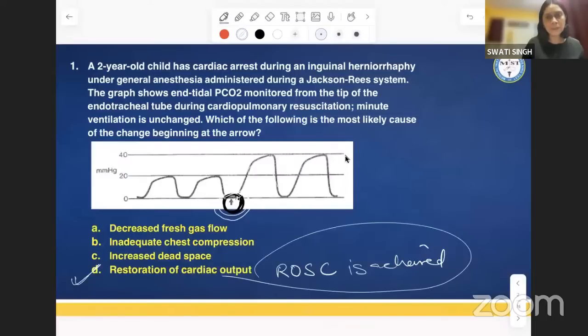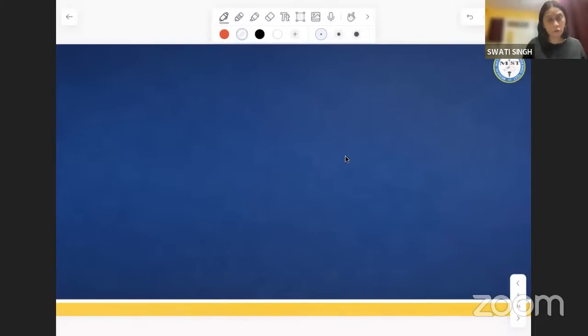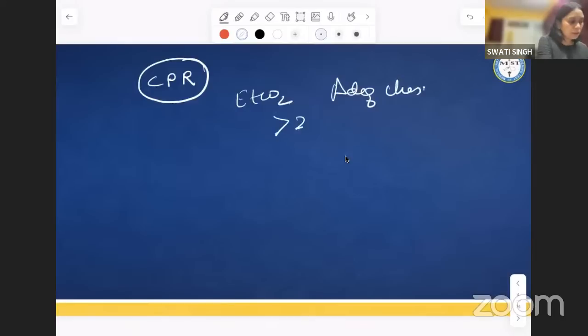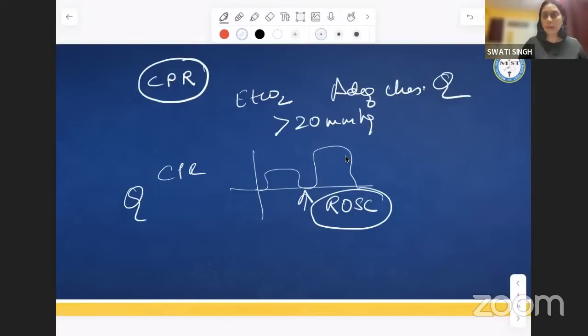Everyone has understood this? Two new questions can be asked in CPR if a new question is formed. CPR is one topic which is so frequently asked. They have asked every possible question. If a new question is asked, two things can be asked. One, the EtCO2 value for adequate chest compression. So what answer should it be? Above 20 mm of Hg. And during CPR, if the EtCO2 value becomes normal, 35 to 45, what does it mean? It means ROSC, return of spontaneous circulation. So two new questions I have discussed with you. You have understood, all of you?